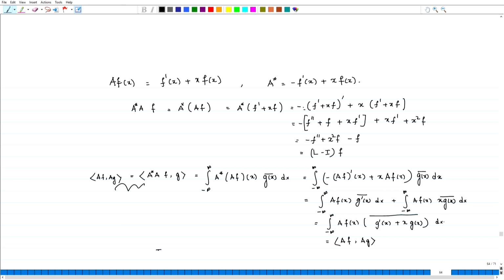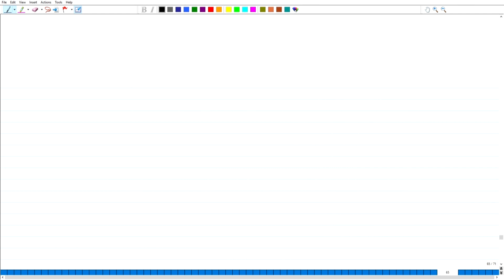Thus, A star f, A f of f, this is equal to A f, A f, which is greater or equal to 0. Okay. So, as a consequence, what we have got is that L minus I f, inner product of f, is greater or equal to 0. So, now we want to prove the Heisenberg uncertainty principle.